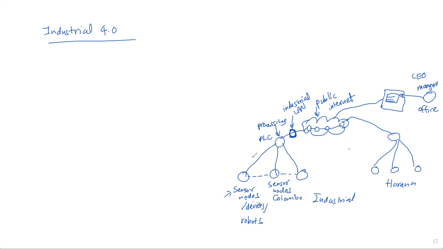Since the sensor nodes are very large in size, and they are solely used for collecting data at their location, they are not doing the processing at the sensor node level. So they are sending the data directly to the PLC as of now.